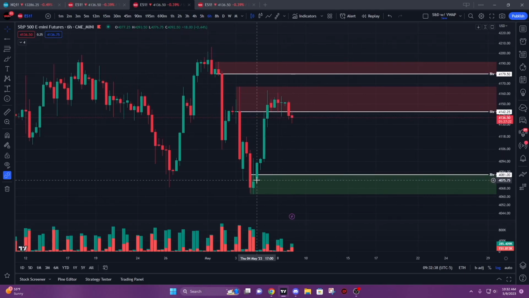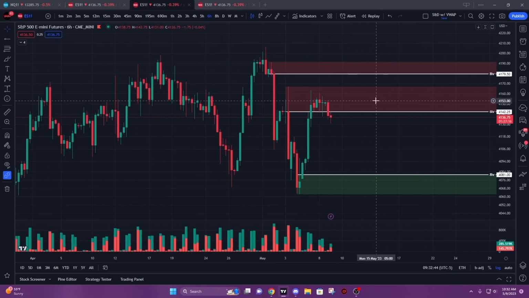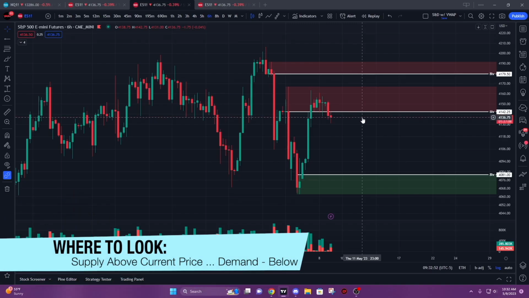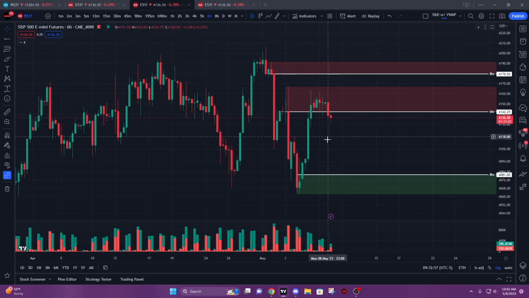Okay, now there's no 6-hour demand zones here, and for supply zones we look for supply zones above the current price. Okay, we look for supply zones above the current price of the market. So anything above 4136.75 right now, so anything up here. And for demand zones we look for anything below the current price, basically.